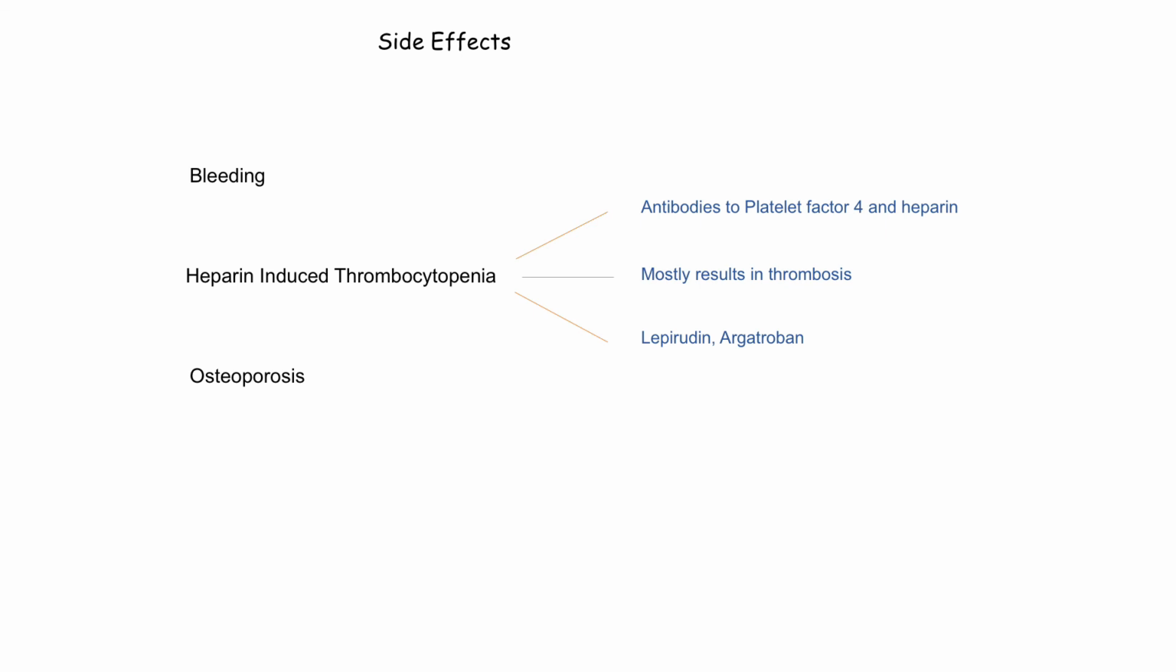Another adverse effect of unfractionated heparin is heparin-induced thrombocytopenia. This results from antibodies to platelet factor 4 and heparin. These antibodies result in activation of platelets, and the main risk in this situation is thrombosis and not bleeding. So we need to give preferably a non-heparin based anticoagulant to prevent arterial and venous thrombosis associated with this condition.